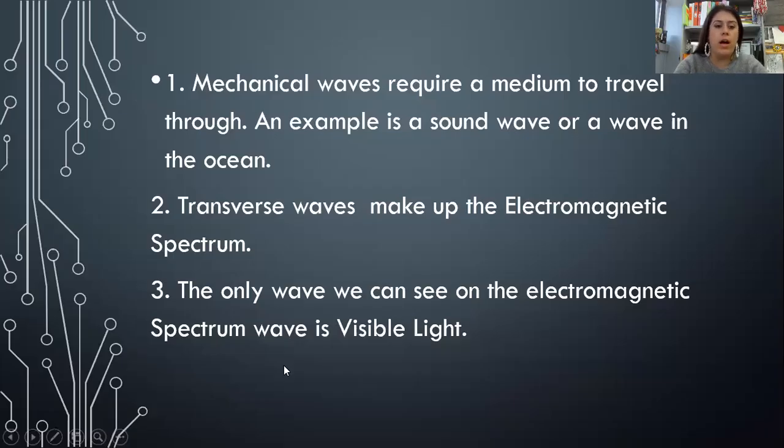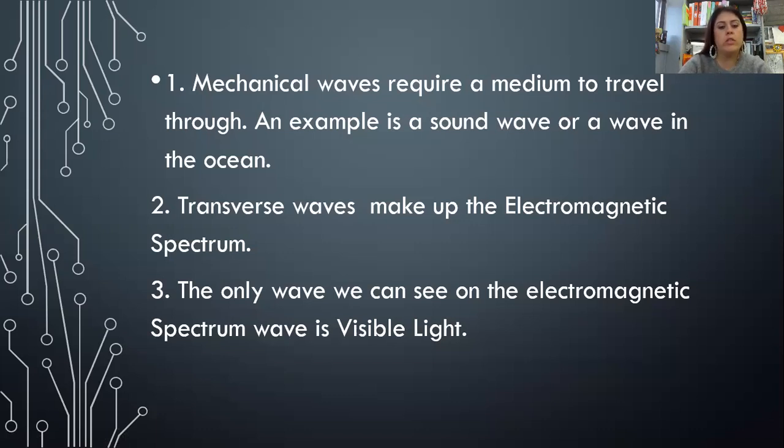So first off, mechanical waves require a medium to travel through. So remember, the difference between a mechanical and electromagnetic wave is that mechanical waves require something to move through. An example of this is a sound wave or even a wave in an ocean. They require a medium to move through. Electromagnetic waves do not require something to move through.